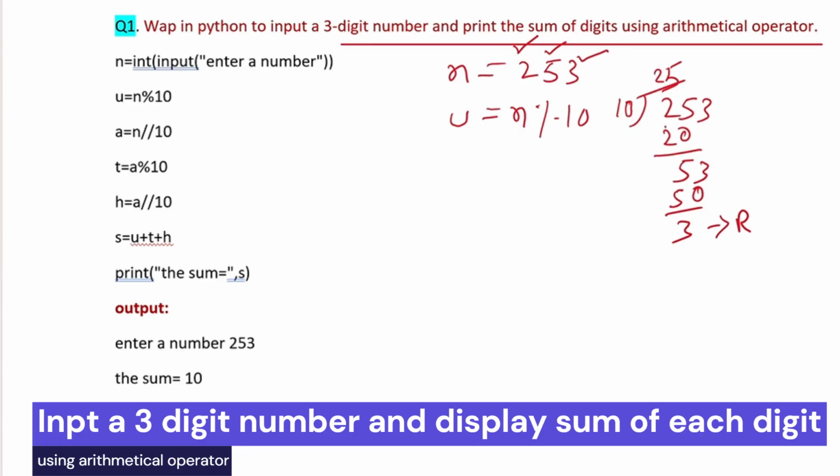Remainder means this is your n modulus 10. And 25 is your quotient part. That is n floor division 10. That is the quotient part, q, and this is your remainder part. N modulus 10 means here 3. 3 is your n modulus 10.